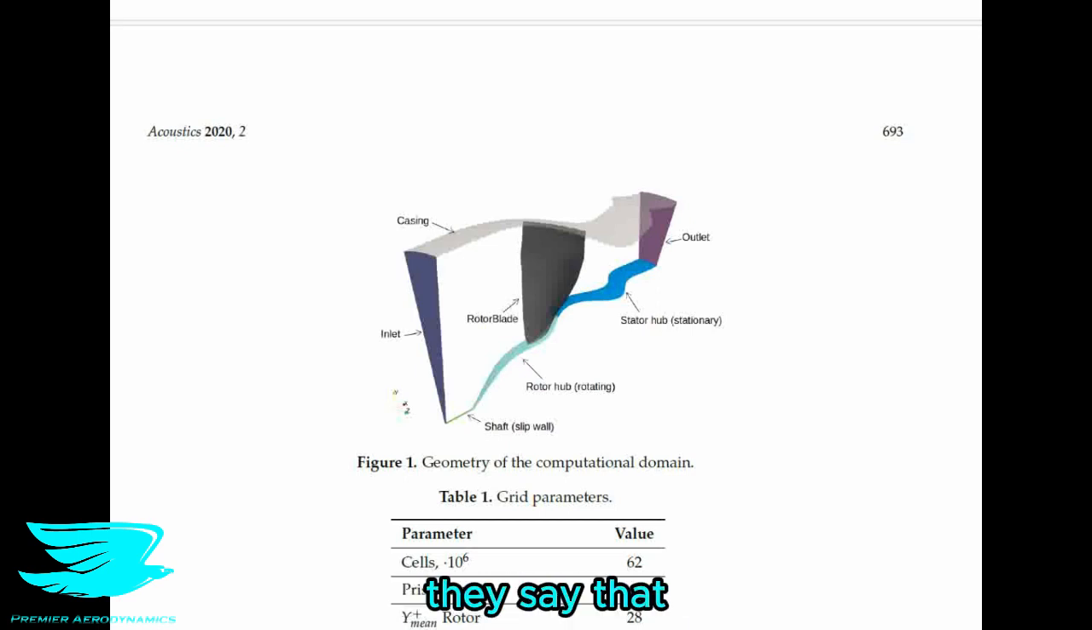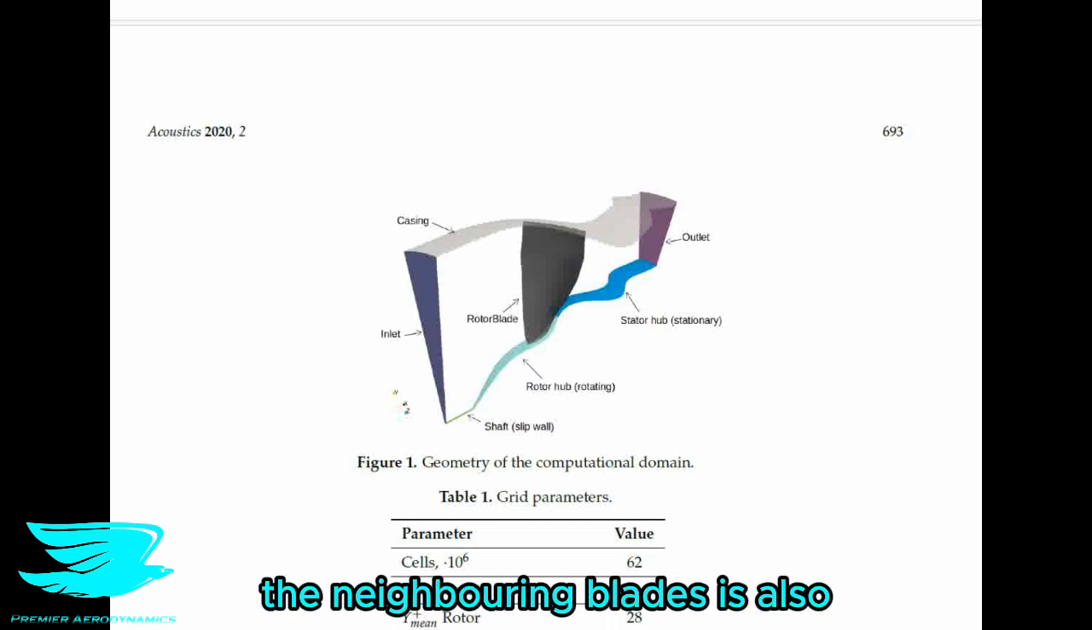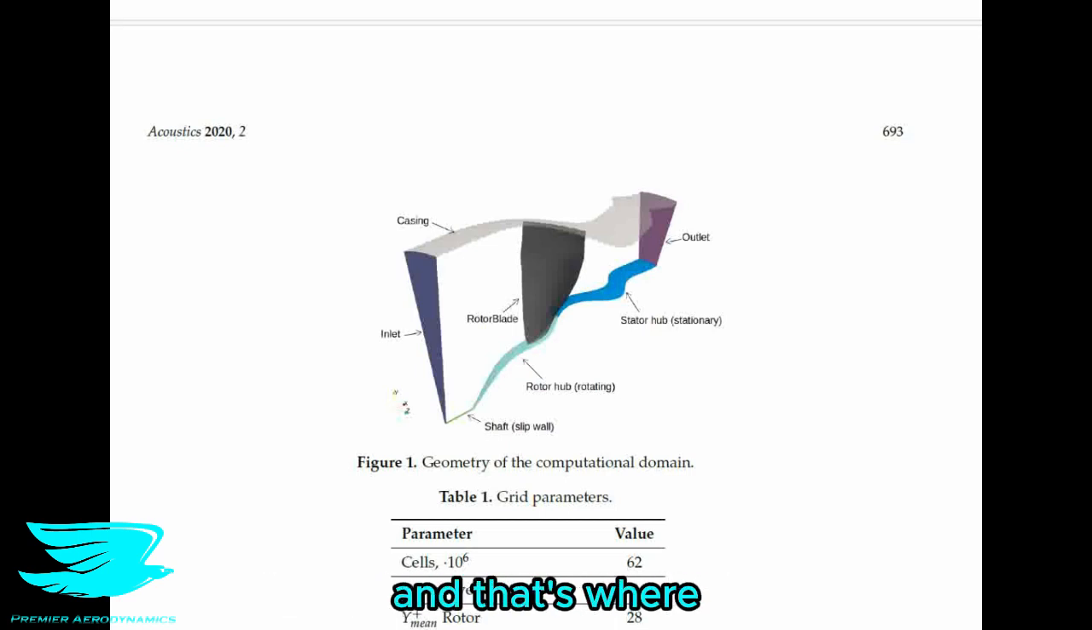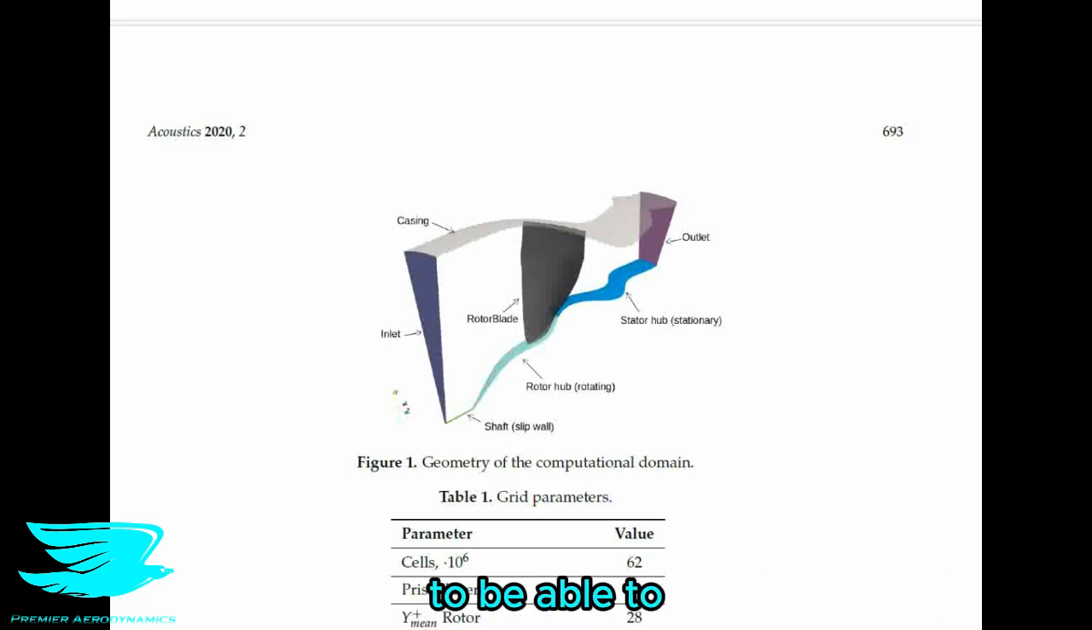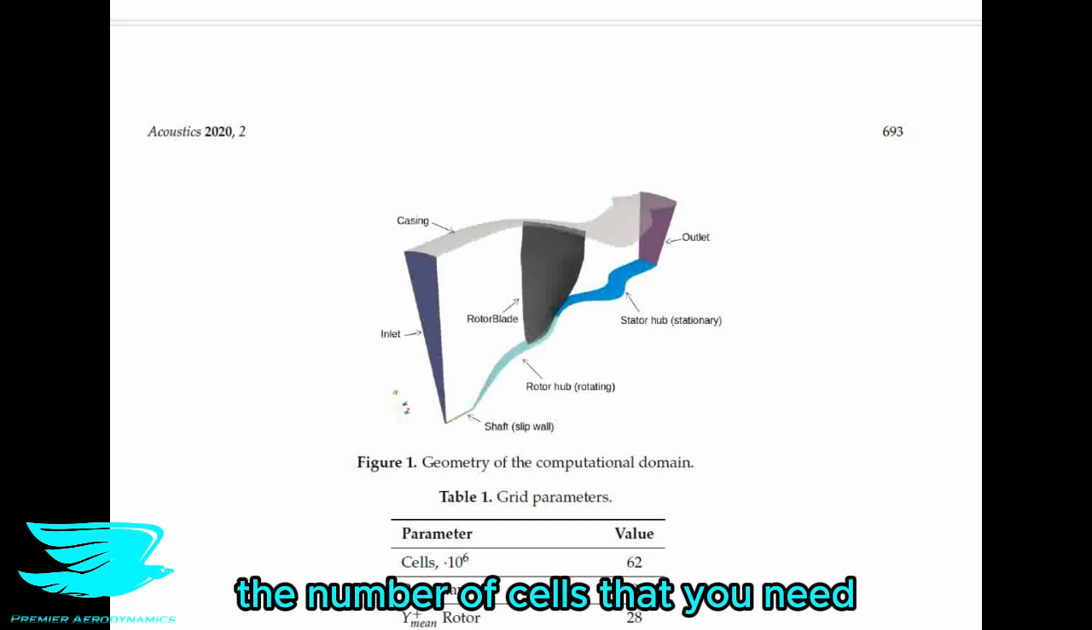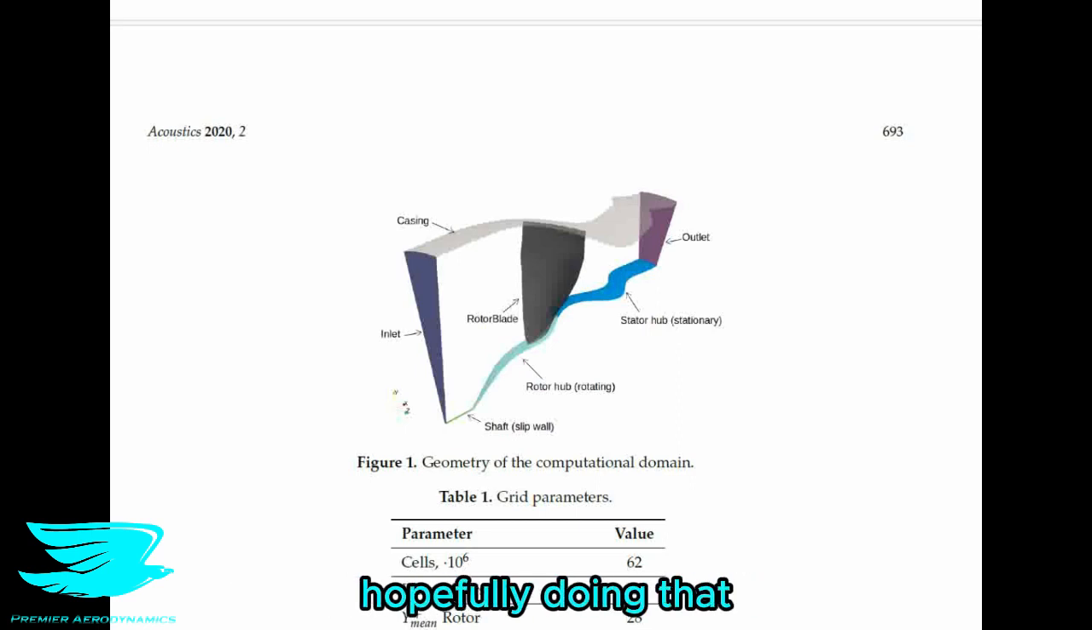Anyway, they say that from other studies, they can conclude that modeling the trailing edge of the blade is not enough to replicate the noise in a turbofan, or at least on this blade. They say that the tip flow and how that interacts with the neighboring blades is also very important, and that's where we run into a problem there. Like, you need to have other blades around it to be able to replicate this, but then you have the number of cells that you need, and you have this periodic boundary condition hopefully doing that.